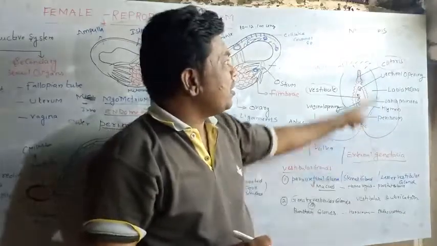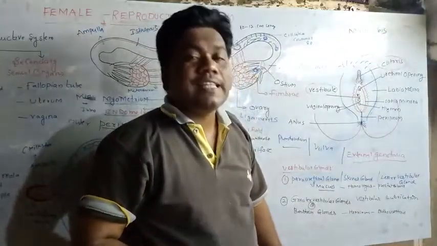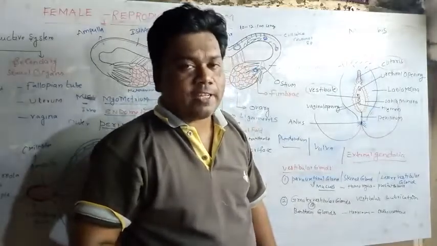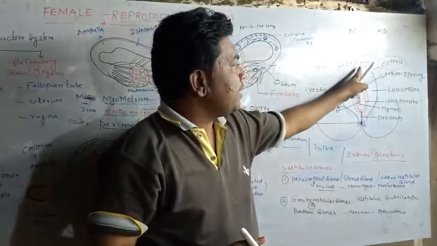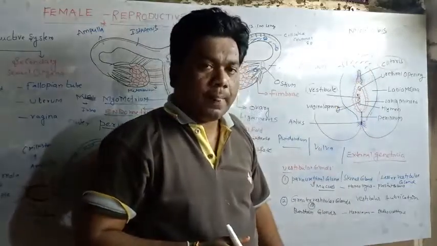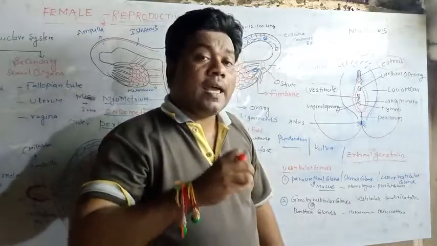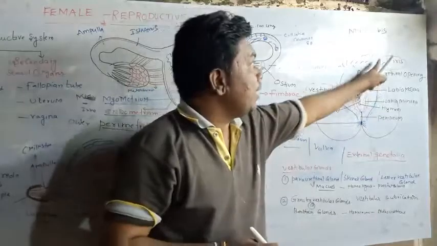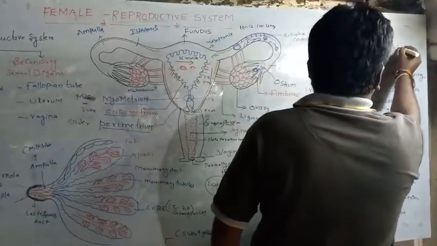That region is called the mons pubis. The mons pubis is associated with fat. The fat is deposited in which region, beta? In front of the vestibule. This is called the mons pubis, and this layer bears hairs. Those hairs are called pubic hairs. You can see here, beta, pubic hairs, right?